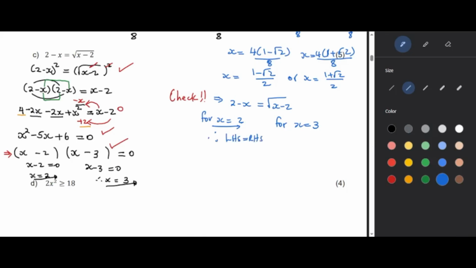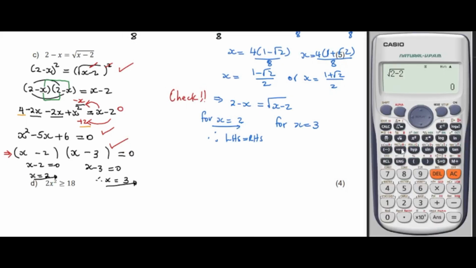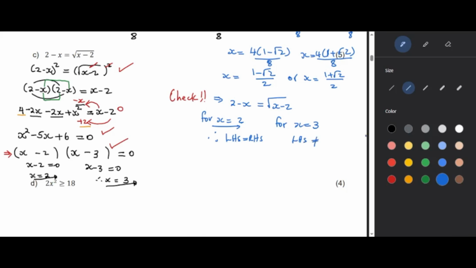We need to do the same if x is equal to 3. Let's see what we have there. This will be 2 minus 3, we get minus 1. Then the right hand side is going to be the root of 3 minus 2, we get positive 1. Remember, left hand side was negative 1, right hand side is positive 1. So left hand side is not equal to right hand side. If that's the case, we need to reject, and say x must not be equal to 3.